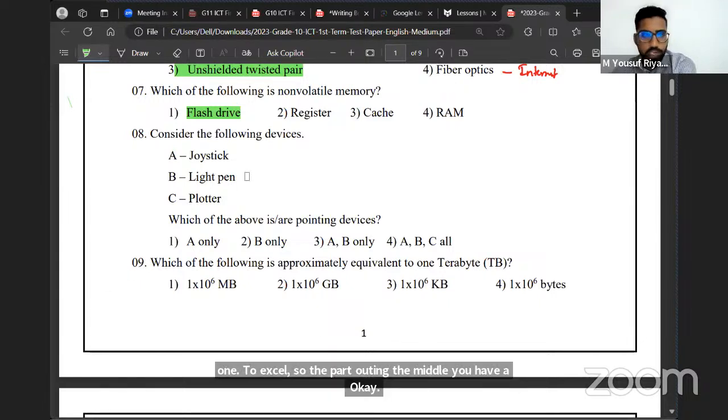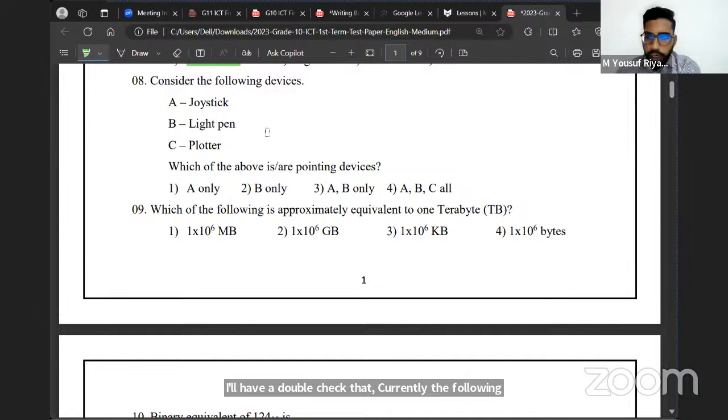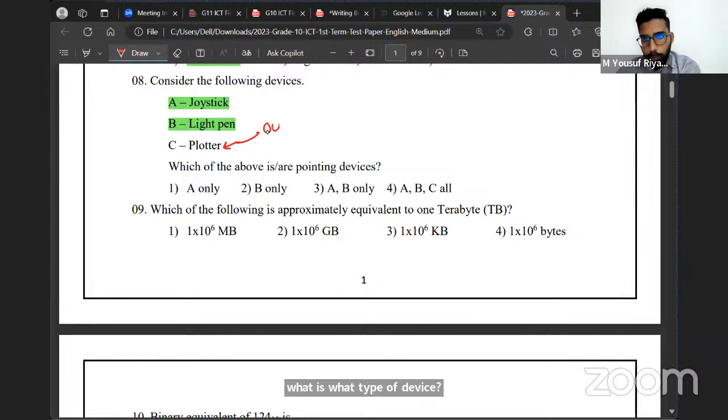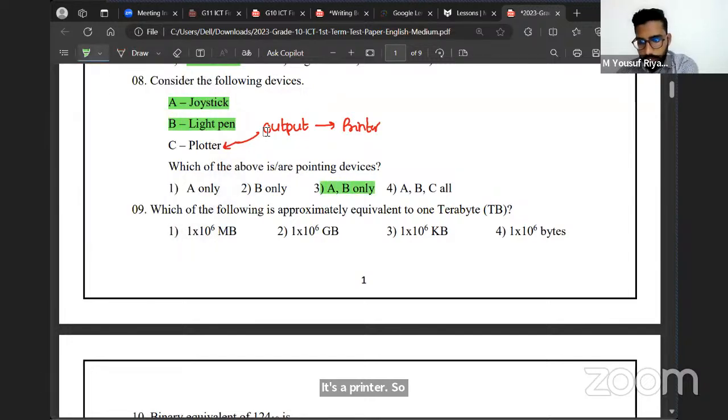So then, fine. Consider the following devices: joystick, light pen, plotter. Which of the above is or are pointing devices? Is joystick a pointing device? Yes. Is light pen a pointing device? Yes. Is plotter a pointing device? No. Plotter is what type of device? Exactly. It's an output device. And what type of output device? Basically, it's a printer. So the answer is going to be A and B only. It gives hard copy, a non-impact printer.